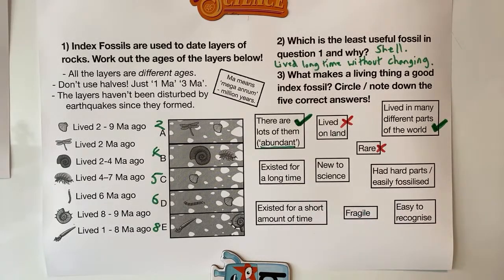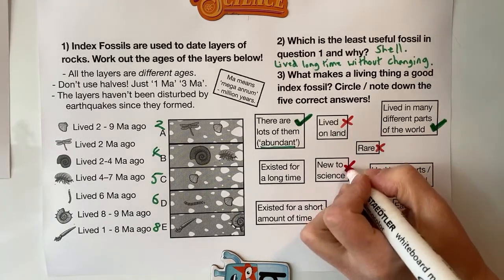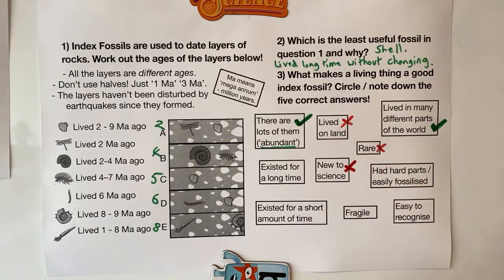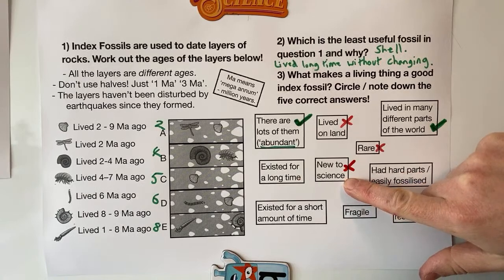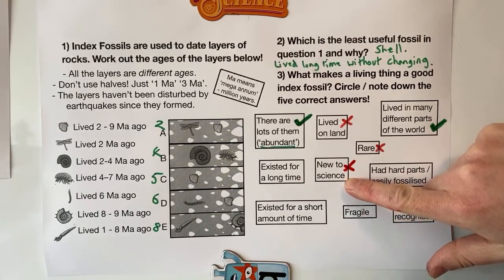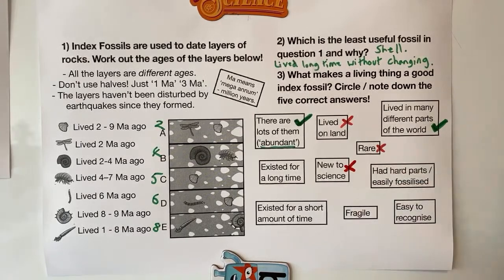New to science. No, that would not be good. We need to know a lot about these index fossils for them to be useful. If they're new to science, we might not know when they existed or how they'd evolved, so you wouldn't be able to use them. You need to know a lot about them.